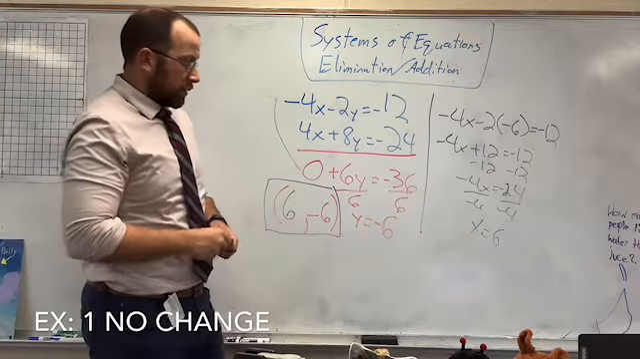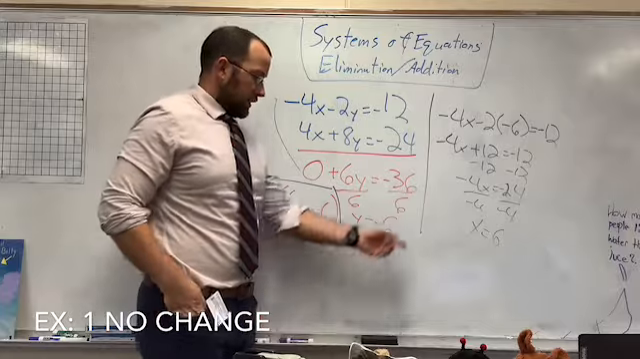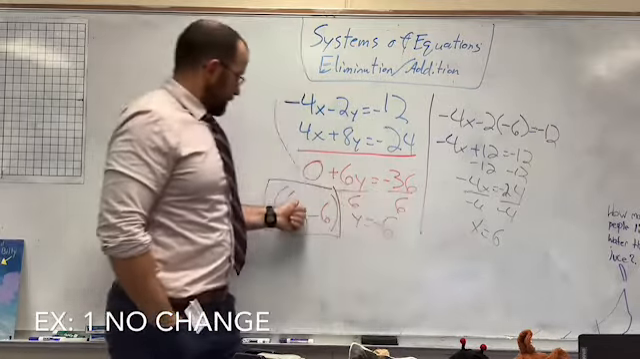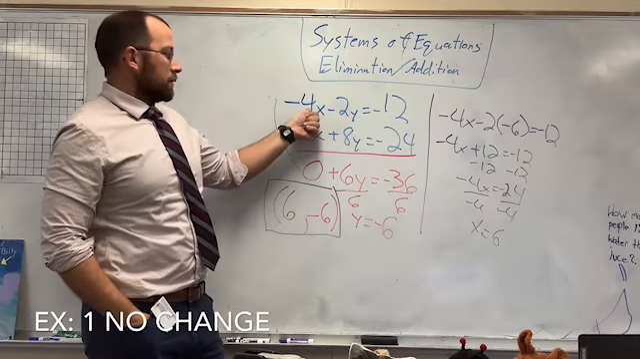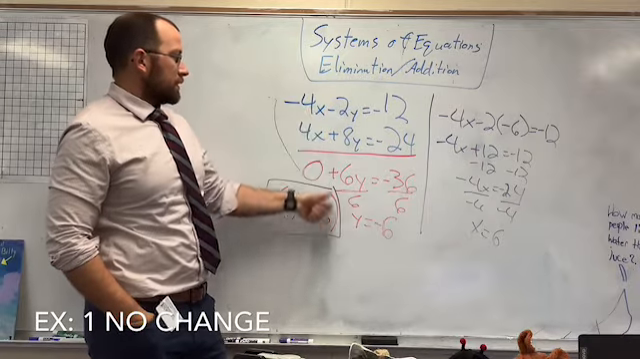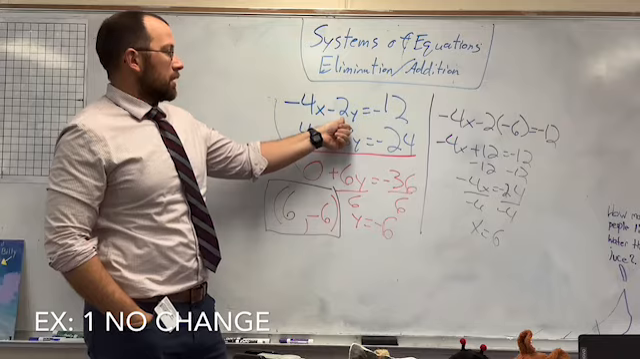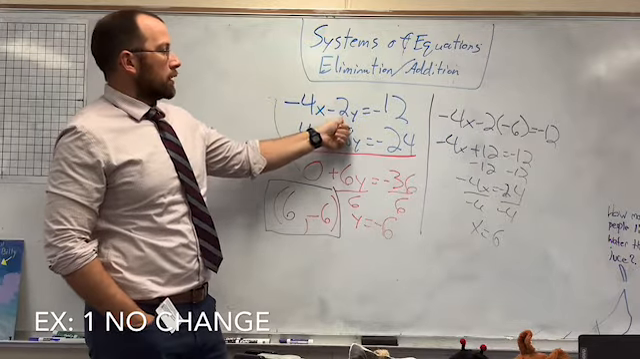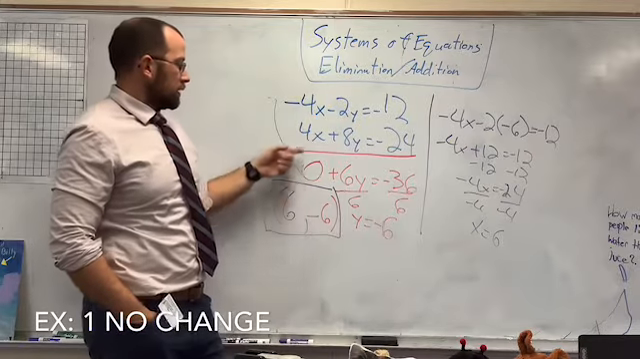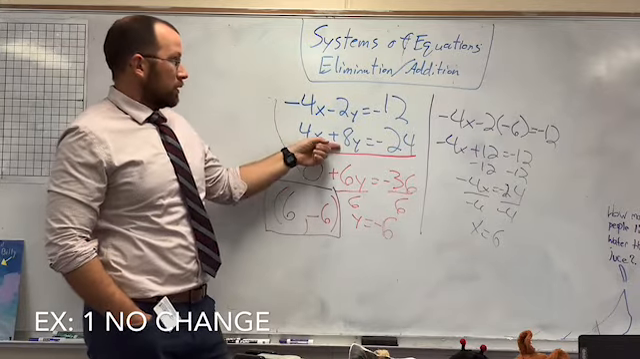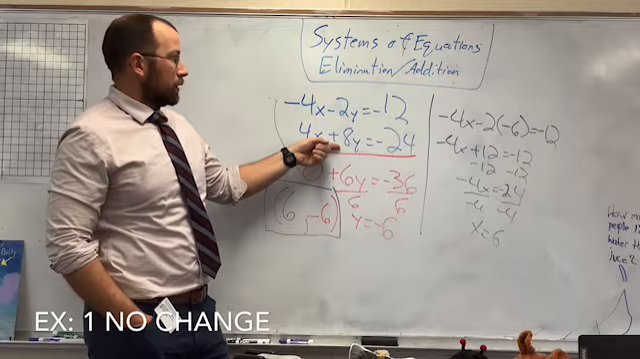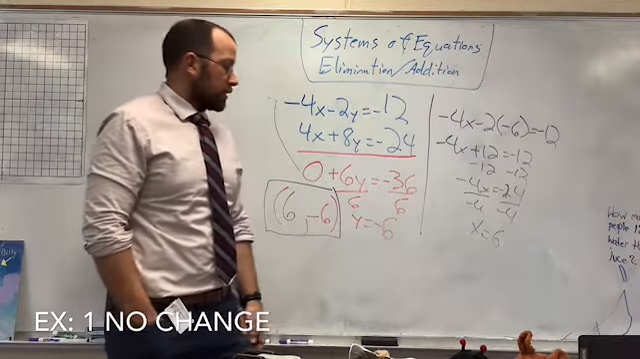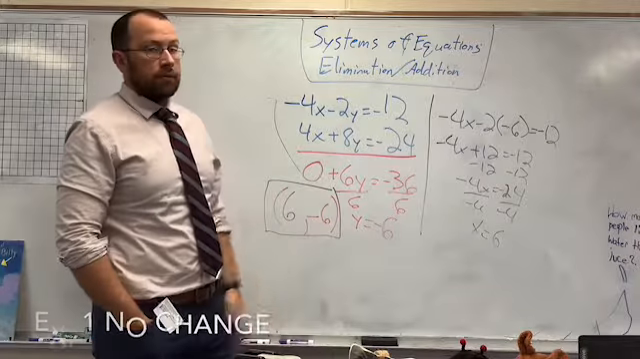Now to check this, you want to plug them back in. 6 and negative 6, so 6 times negative 4 is negative 24. Negative 6 times negative 2 is 12. Negative 24 plus 12 is negative 12. And that works out too. So that is our answer. That's all we had to do.